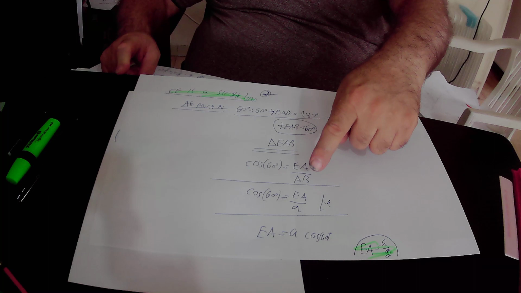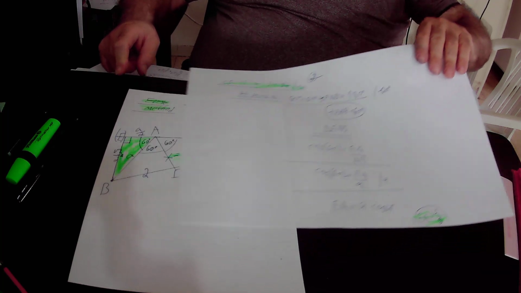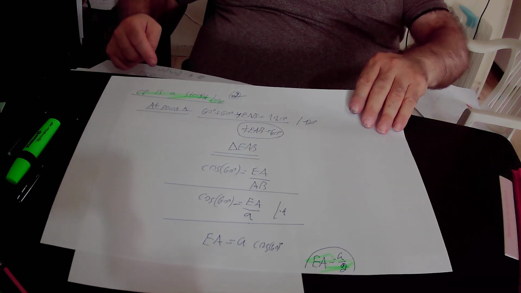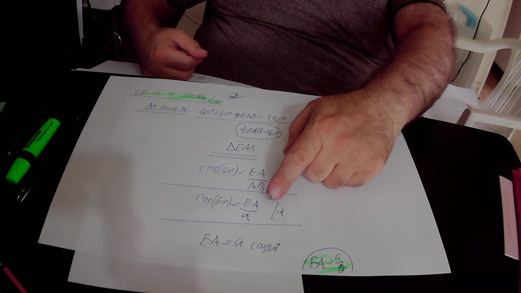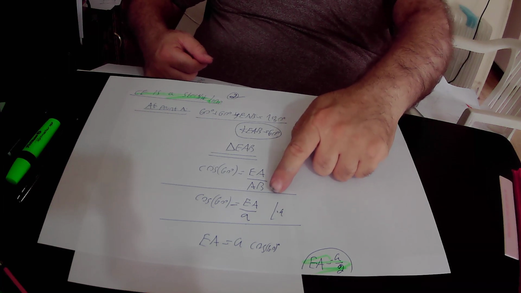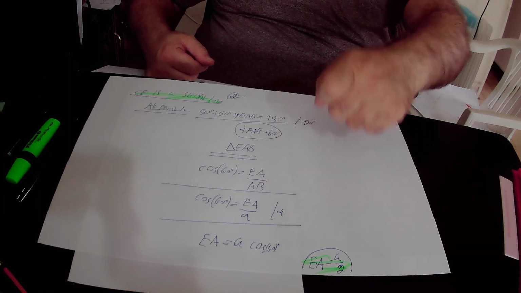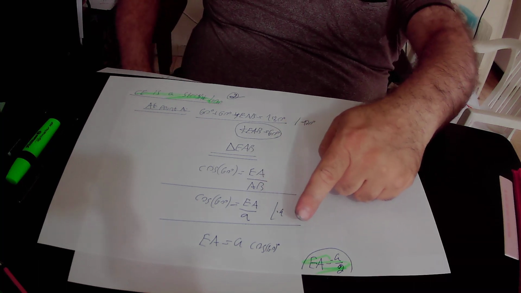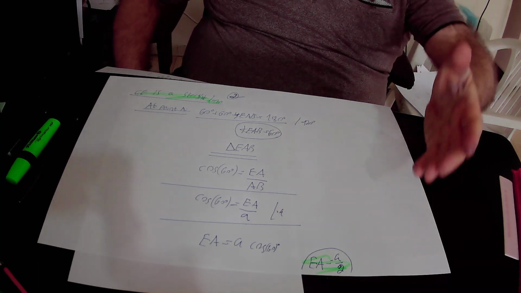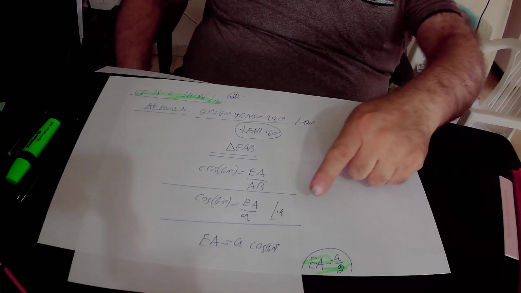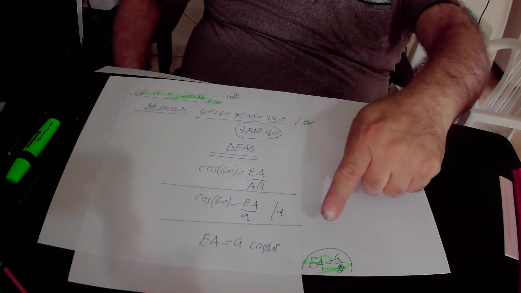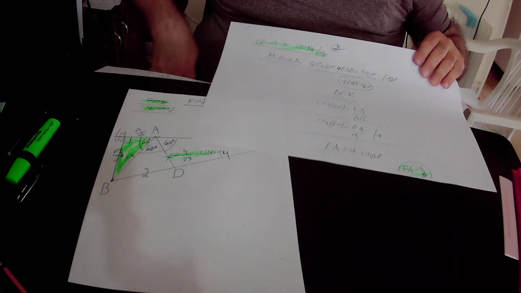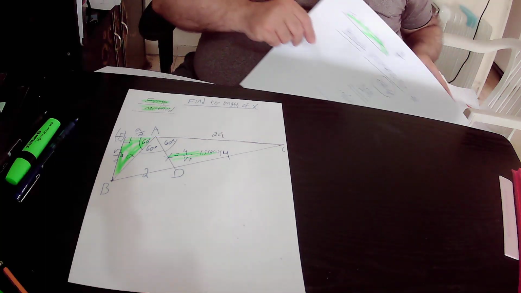So cosine 60 degrees equals EA over AB, and the hypotenuse AB equals A, according to what is given in the question. So we substituted AB by A, and we got that cosine 60 degrees equals EA over A. We multiplied this equation by A, and we got that EA equals A times cosine 60 degrees. Cosine 60 degrees is 1/2, so we substituted it, and we got that EA equals A over 2.